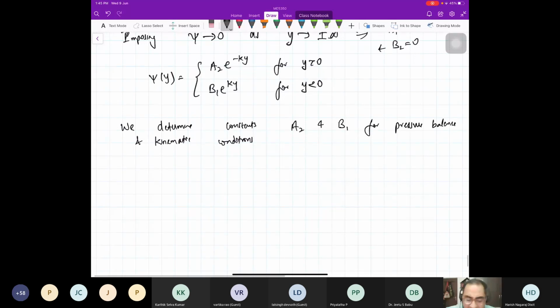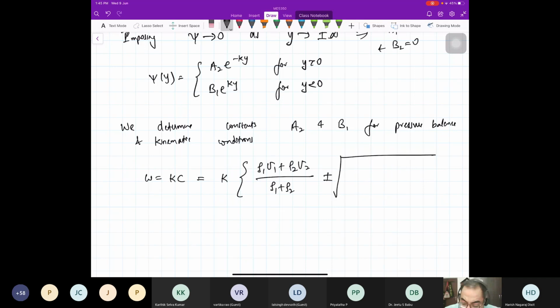I will directly write down the expression for C or omega. Omega, which is k into C, turns out to be k times (rho1 U1 plus rho2 U2) divided by (rho1 plus rho2), plus or minus the square root of rho1 rho2 (u2 minus u1) whole square divided by (rho1 plus rho2) whole square. This is the expression that we get. We'll simplify this a little bit.